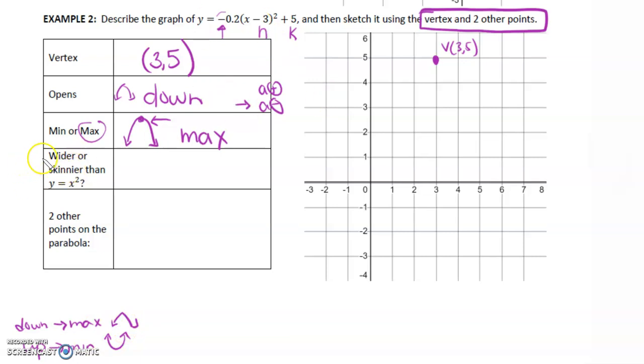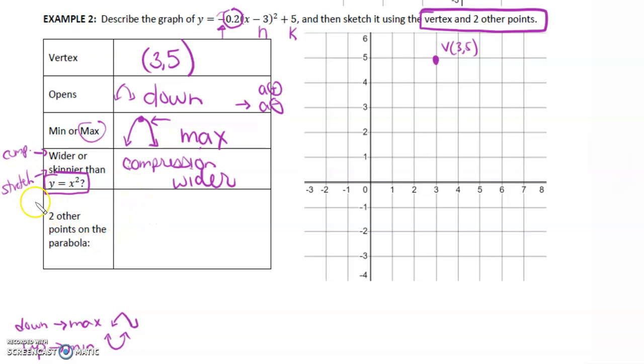Now, is our graph wider or skinnier than y = x²? What this is basically asking is wider would be a compression and skinnier would be a stretch. So if we look at the a value, which is 0.2, this is a vertical compression, so it's going to be wider than the original. Remember, y = x² is the original graph with no transformations.